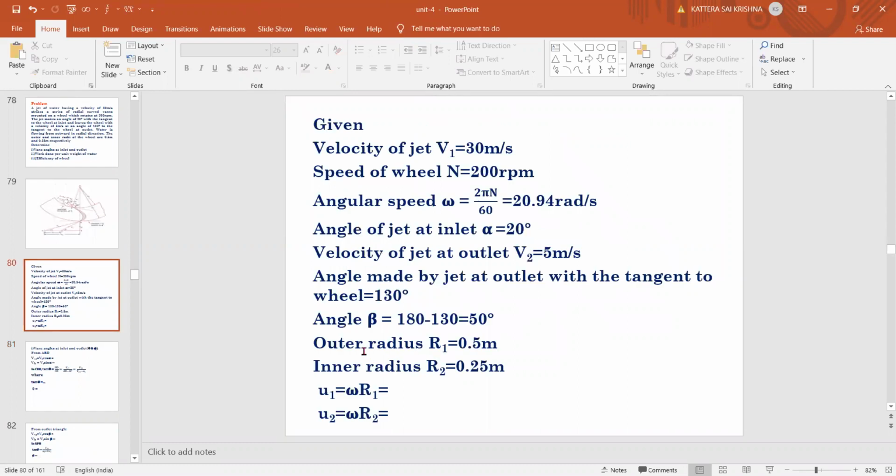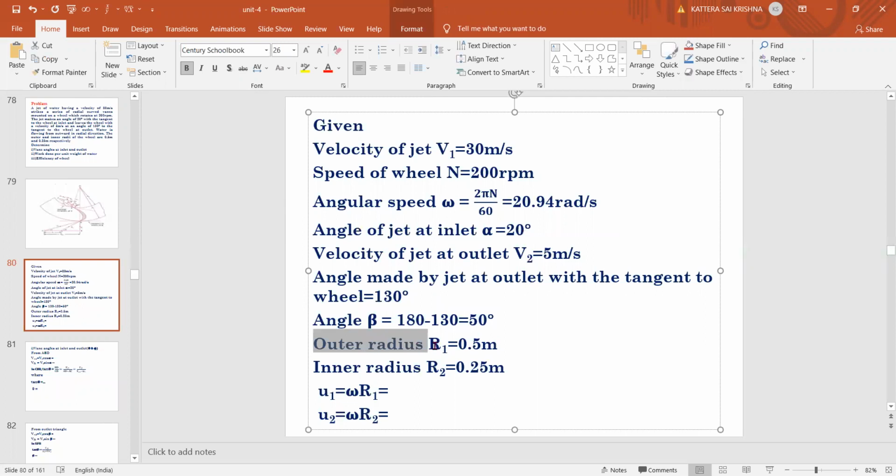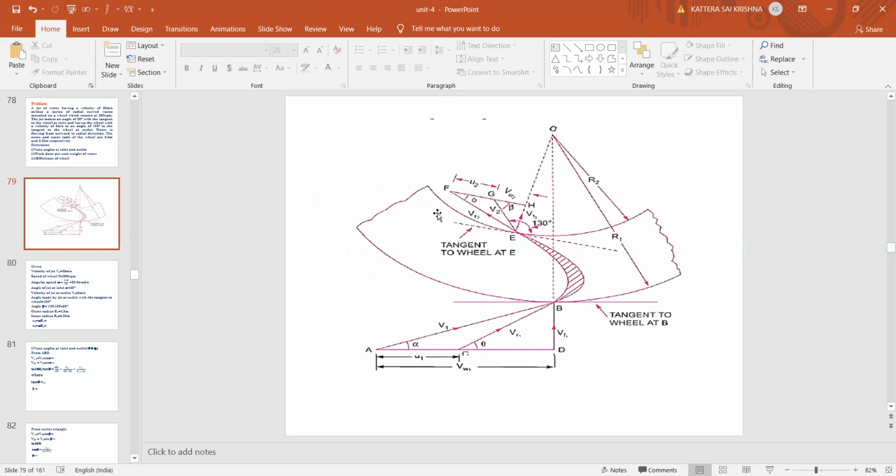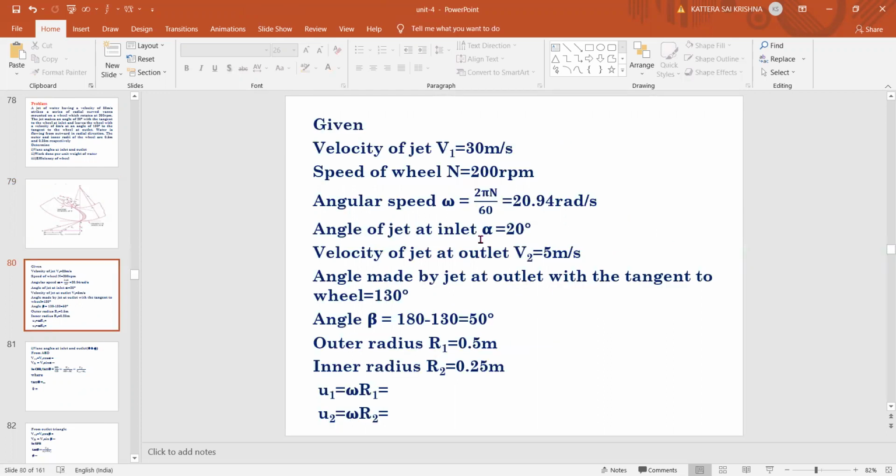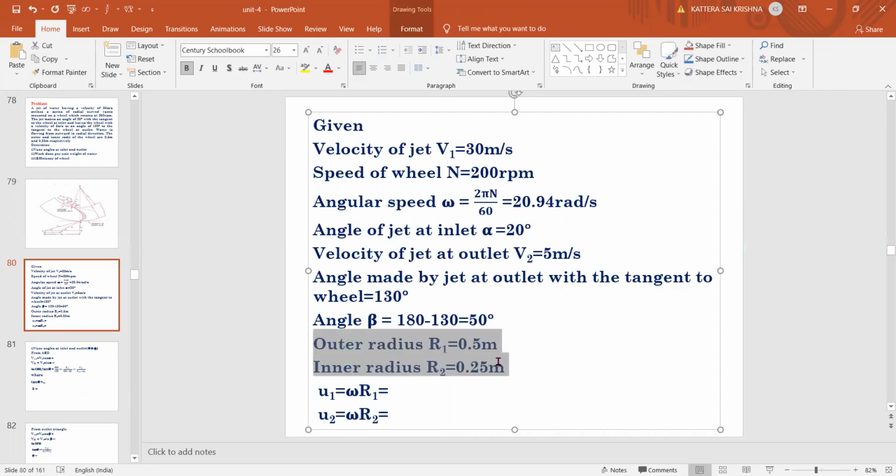So please remember that. Next, he has given the outer radius of the wheel, R1 is 0.5 meter, and inner radius R2 is 0.25 meter. So remember always outer radius will be R1, inner radius will be R2. If you see the diagram, you can understand, suppose it's a round figure. The outer radius is at inlet, R1. The inner radius is at outlet, R2. Okay, this is a very important point. Outer radius R1 is 0.5 meter. Inner radius R2 is 0.25 meter.